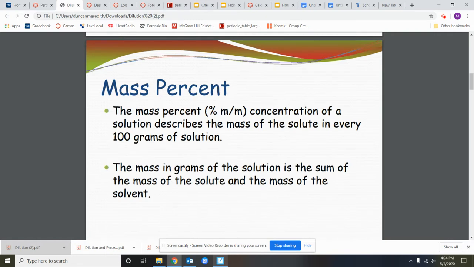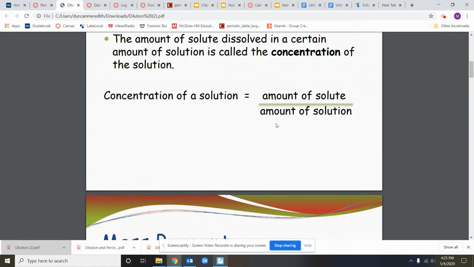Mass percent means that you could have mass of solute over mass of solution. You could have volume percent, volume of your solute over volume of your solution. You could have a combo, mass over volume. You'll see little letters here: MM is mass over mass, VV would be volume over volume, or MV would be mass over volume. It kind of depends, but it's all just saying that you have a percent concentration of your solution. Whatever information is given to you, you can plug into this equation.